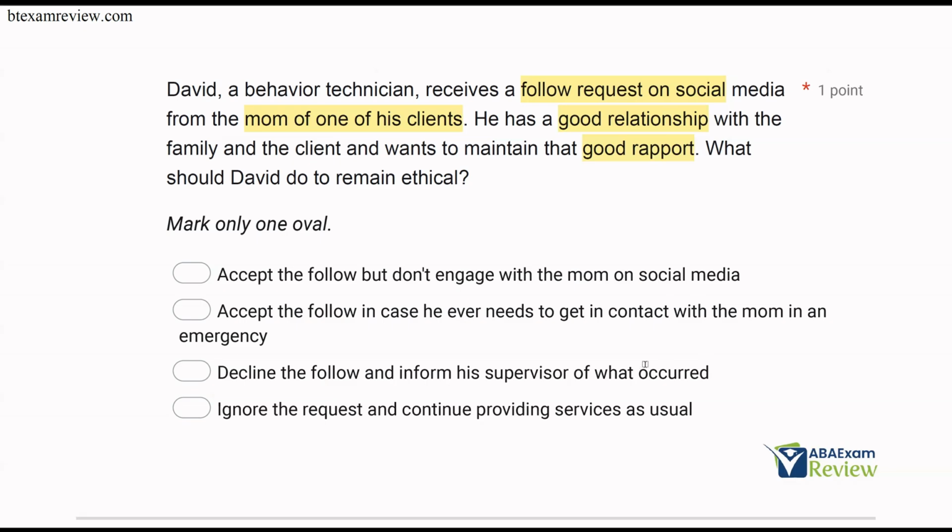So instead of pretending it doesn't happen, it's better to just be transparent about it, decline the follow, and then tell the supervisor, hey, I had to do this. It might be an issue, it might not be, but I wanted to let you know because one of our key ideas is to be open and honest with our supervisor and then let them handle it from there. So we can't ignore it, but we have to let the supervisor know and be aware of what's going on. So best thing David can do, decline that follow and then inform his supervisor of what occurred.